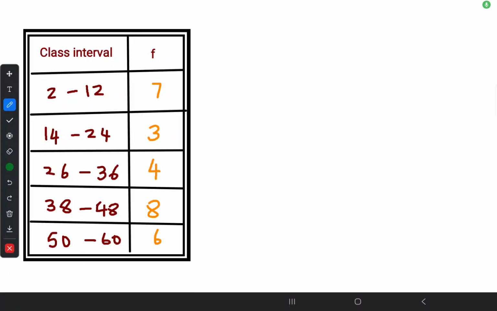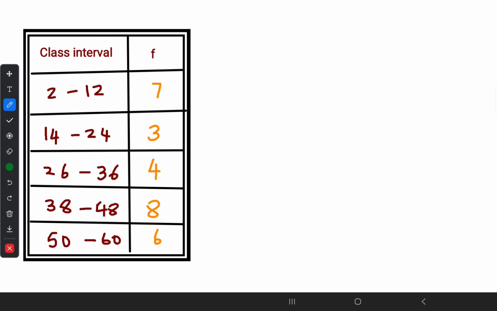Before starting to draw the histogram, we have to check whether the class intervals are continuous or non-continuous. When we look at this, it is obvious. Starting from 2, it ends at 12. The next interval starts from 14 and goes to 24. This is a non-continuous class interval.